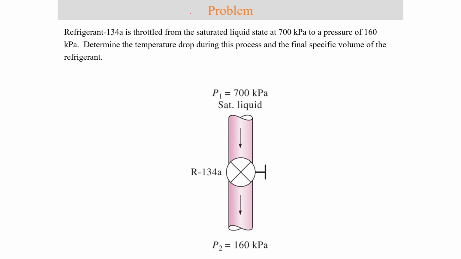Continue with another example problem. This example problem reads, refrigerant 134A is throttled from the saturated liquid state at 700 kPa to a pressure of 160 kPa. Determine the temperature drop during this process and the final specific volume of the refrigerant.